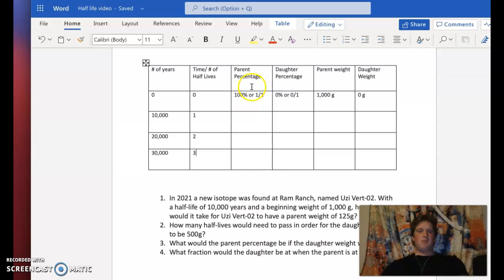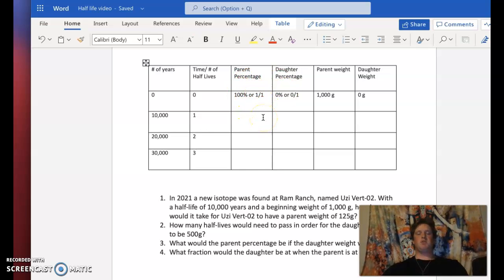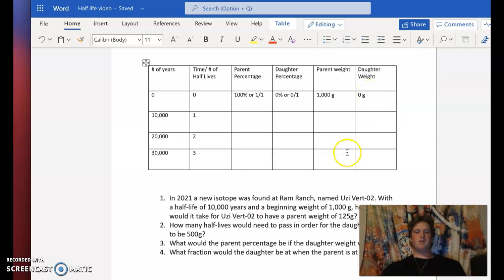And then I had the parent percentage, and I also put in the fraction in there because I know some people definitely see percentages better than fractions, but I also understand the fractions. So I did that for both the parent percentage and the daughter percentage. And then the parent weight, I already put that in there just because I knew I was giving it to you within that first statement. So that's 1,000 grams for the parent, 0 grams for the daughter because nothing's happened yet.